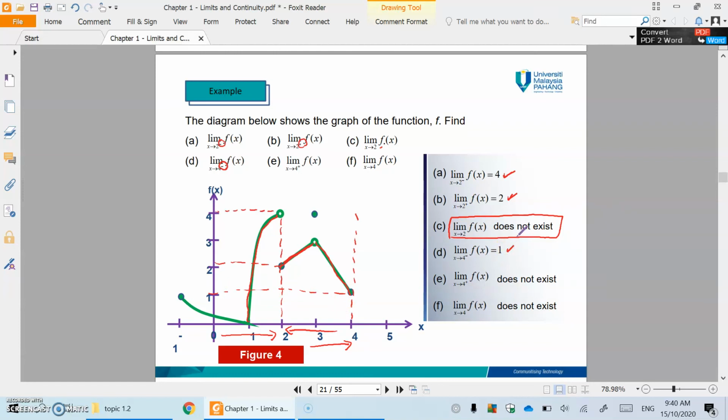Next, E, the limit of f(x) as x approaches 4 from the right. From the right, as we can see, we have no curve. Therefore, the limit of f(x) from the right does not exist. Automatically, the limit of f(x) as x approaches 4 also does not exist. It is because the left side limit is equal to 1, while the right side limit does not exist, so they are not equal. Therefore, the limit of f(x) does not exist.